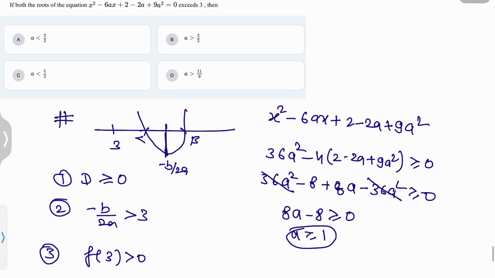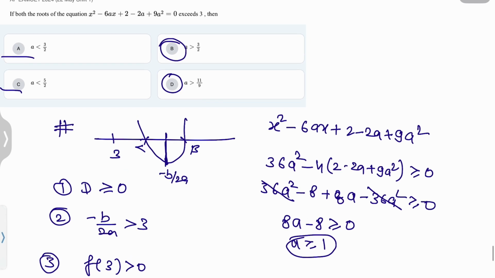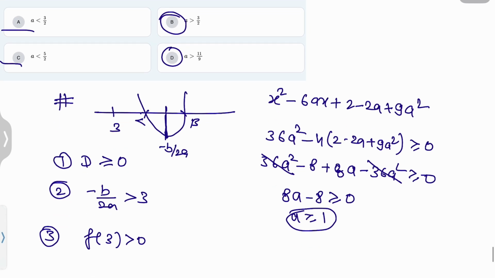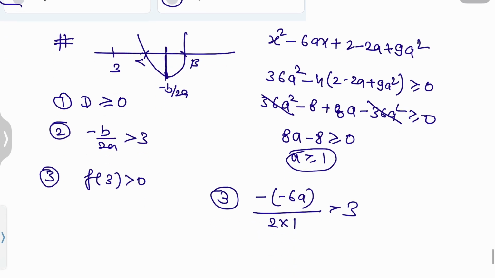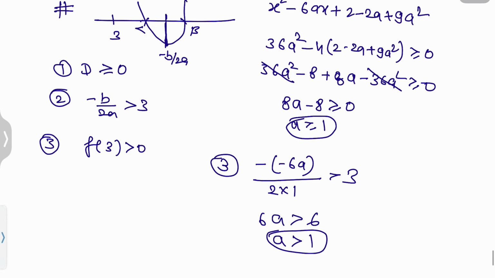So only two options are remaining. This one cancels out, this one cancels out, only two options, B and D. Because in analysis every time we check. The second condition is minus b by 2a. Minus b means minus of minus 6a, correct, and a is 1, greater than 3. So according to this, 6a greater than 6, so that time it is also a greater than 1. Okay, second condition.